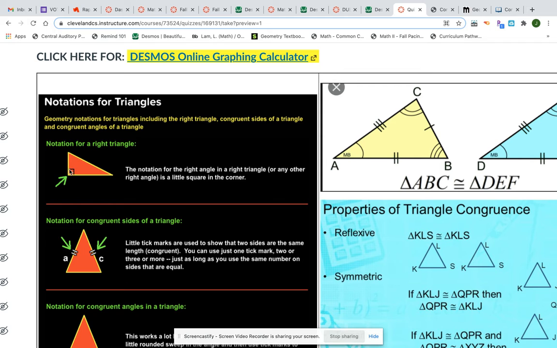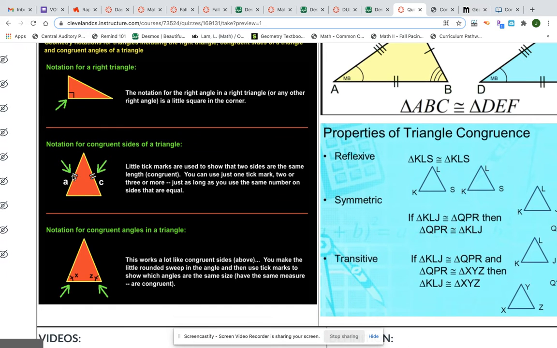This notation, of course, tells us that this is a right angle, a 90-degree angle. This notation here tells us that this side that has the same two tick marks is congruent to this side over here that has the same two tick marks. So you can say that side A is congruent to side C, and what congruent means is that whatever the length of side C is, let's say 10, then side A is also going to be 10.